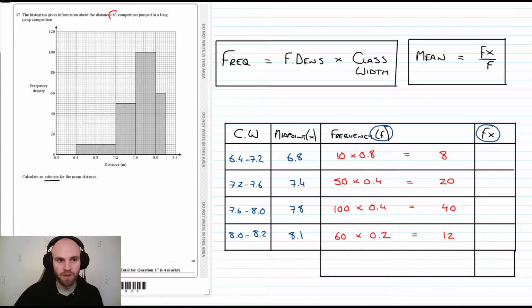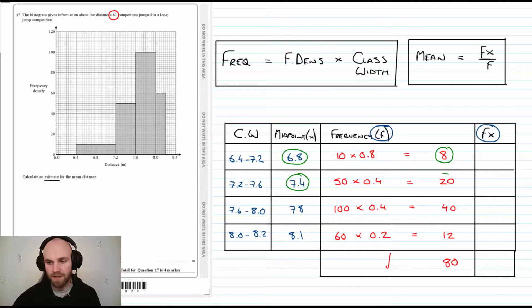Now, just to double check, we are told that there are 80 competitors in this competition, and so far we have 8 plus 20 plus 40 plus 12. Well, 20 plus 40 is 60, plus the 8 is 68, plus the 12 is 80. So I am happy with that. So to get f of x, we're going to have 6.8 multiplied by 8. We're going to have 7.4 multiplied by 20. We're going to have 7.8 multiplied by 40, and we're going to have 8.1 multiplied by 12, and you're going to need to calculate that for this.